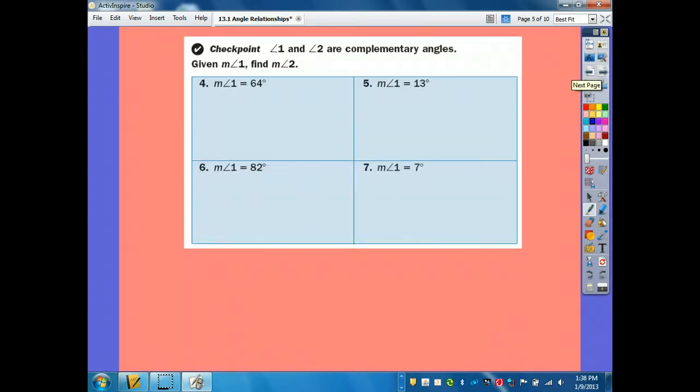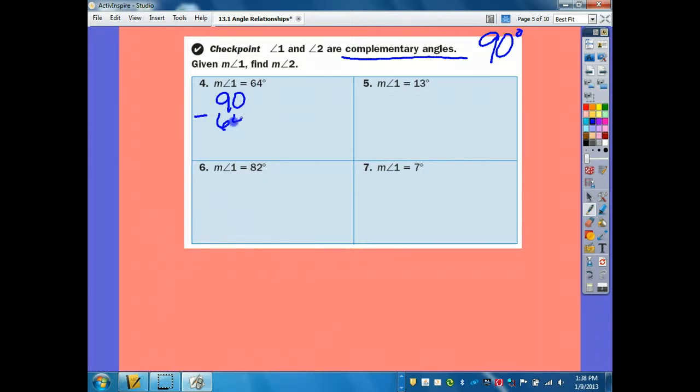Add one checkpoint. Angles 1 and 2 are complementary. So what does that mean? How many degrees? Okay, that means 90 degrees. They give me one of the two. So what will I do here to figure this answer out? Adding, subtracting, multiplying, or dividing. What would you do? Subtraction. So you need to go show your work.